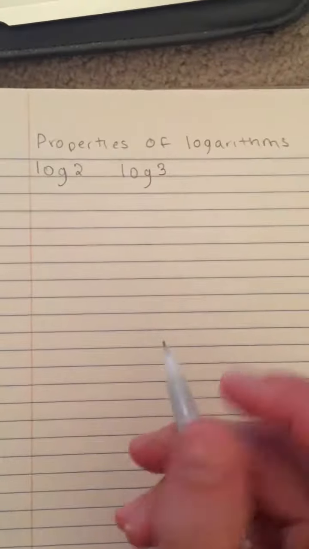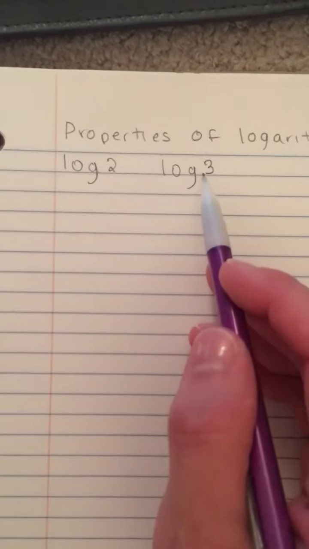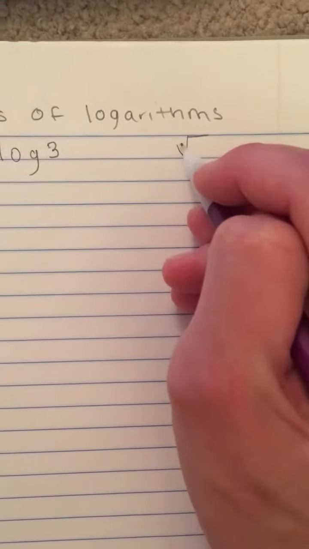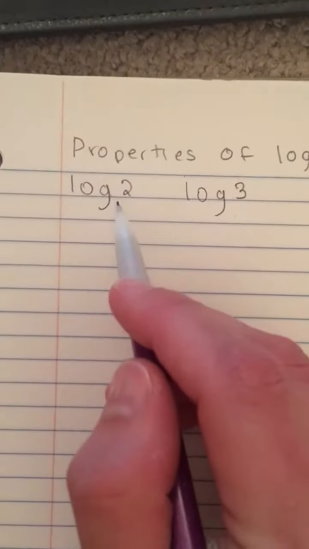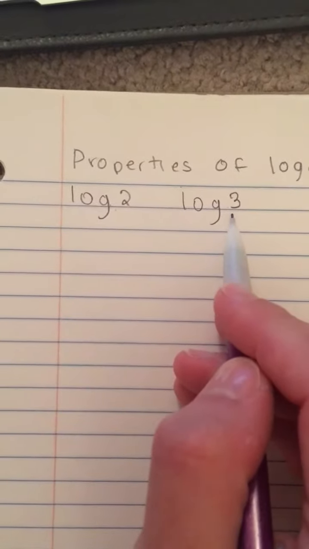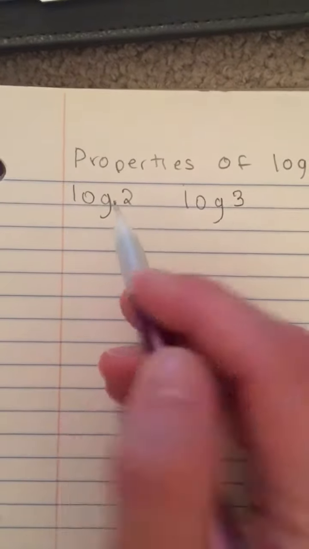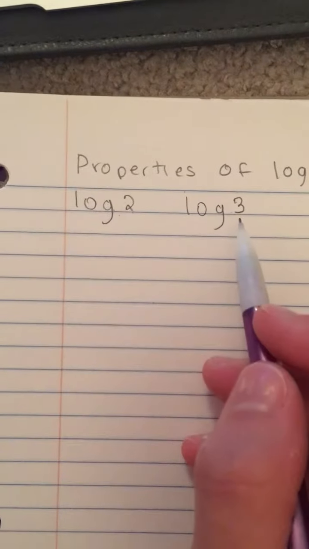So when there is no little number that you see inside of a log, just like our square root doesn't have a little number, it's just assumed to be a 2. When this occurs, this number is assumed to be 10. So this logarithm is basically saying 10 to what power is equal to 2. All right, and this one's saying 10 to what power is equal to 3.